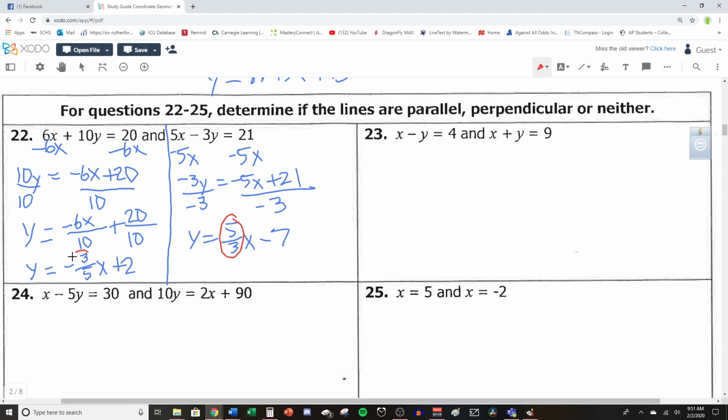So what I'm interested in are these, right here, and right here. So you'll see that we flip it and change the sign. So these are perpendicular. And that's how you're going to interpret those. That's what you're looking for. You're just going to find the slope.